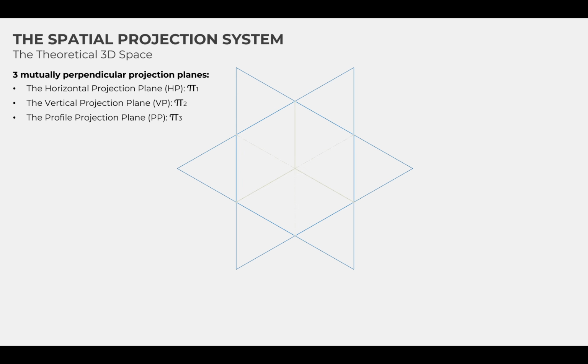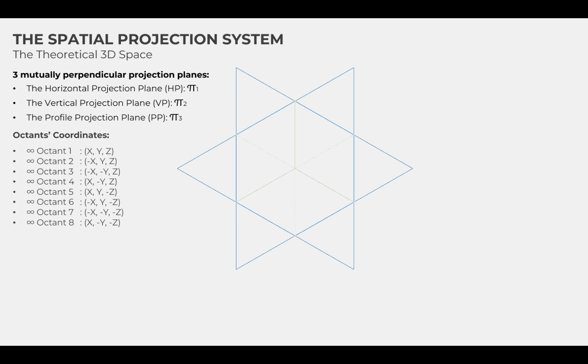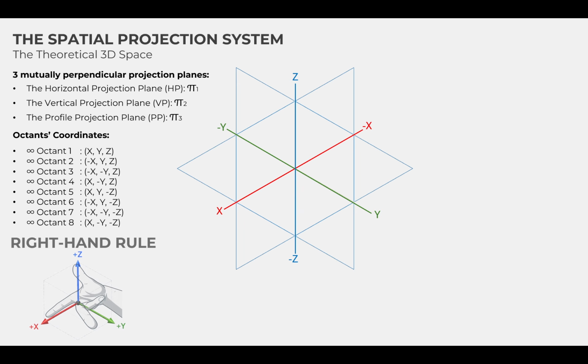These three planes are established within a theoretical three-dimensional space. Together they divide this space into 8 infinite regions, known as octants. The planes intersect along 3 coordinate axes, which meet at a common origin and define the directions of the coordinate system. Their positive directions follow the right-hand rule.